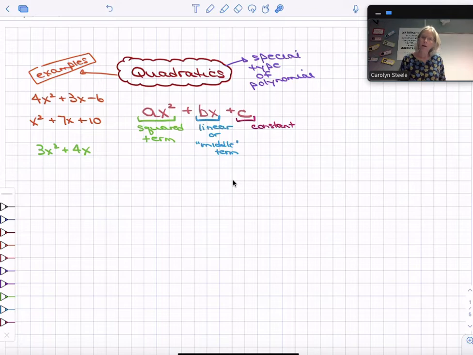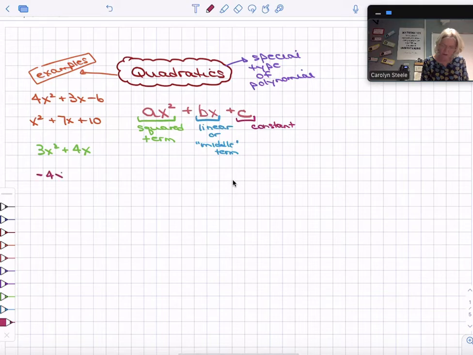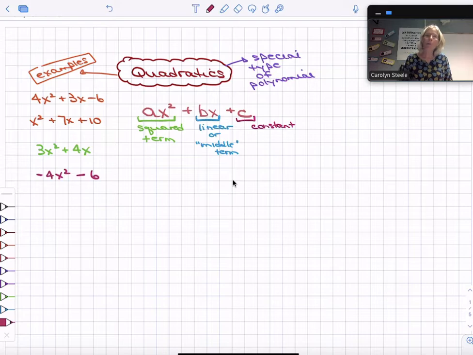What about b? Can b be 0? Absolutely. And it's going to look something like this, maybe negative 4x squared minus 6. There's just no middle term, but it's absolutely fine because it's still a quadratic. It still has a variable being squared.